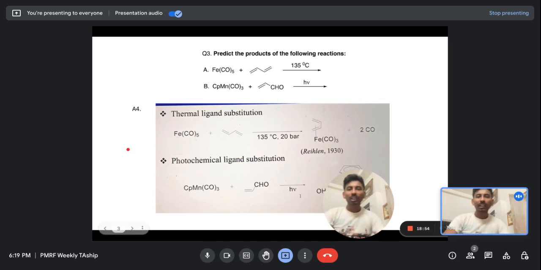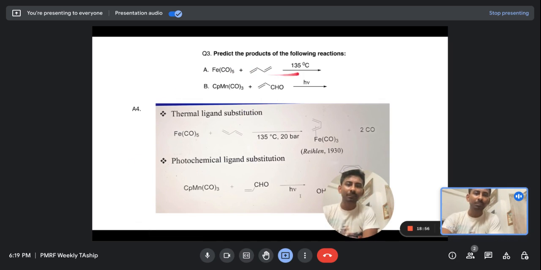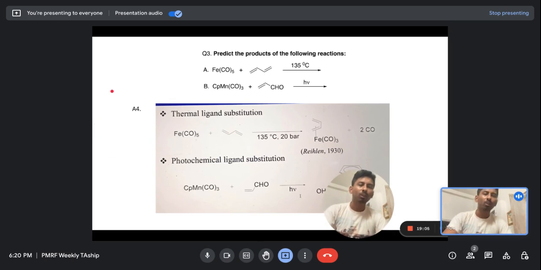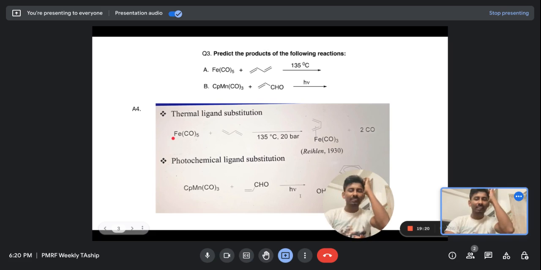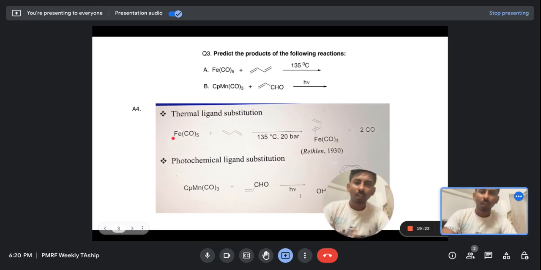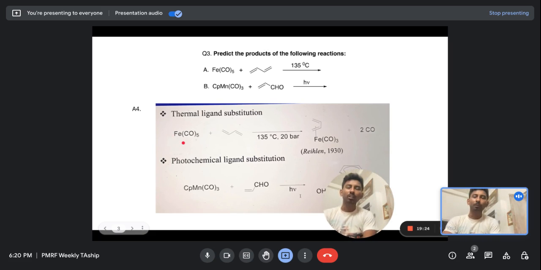In both cases, the first one is a thermal ligand substitution and the second one is a photochemical ligand substitution. In later cases, you will encounter several questions of this kind, where a thermal condition will produce certain reactions and the photochemical condition will produce several other products. So here we will see what the product is under thermal condition, and what the possible products are under photochemical condition.